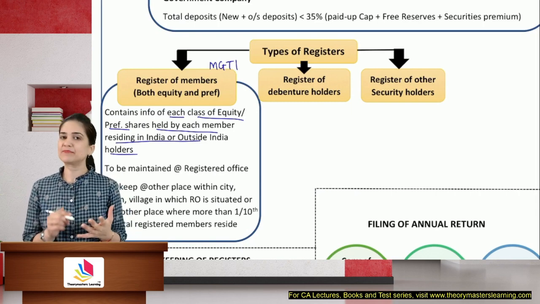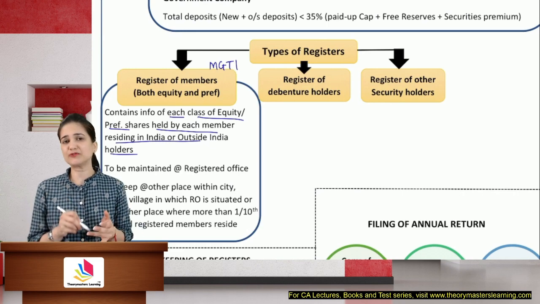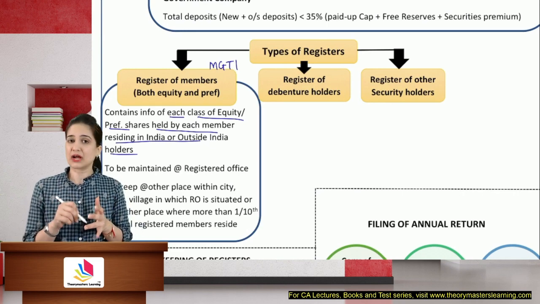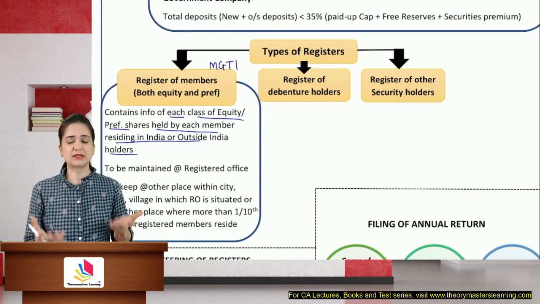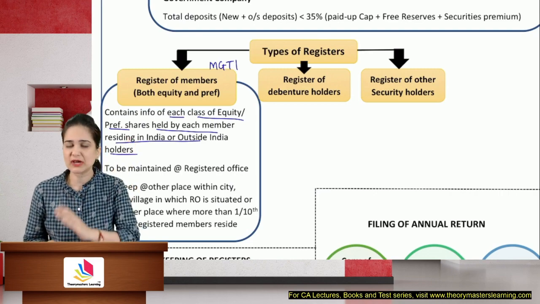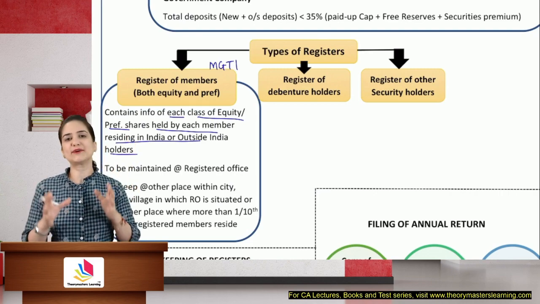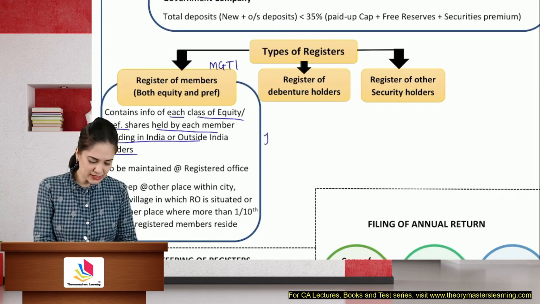Details such as the name, address, occupation of the member, number of shares held by him, number of shares transferred by him, transmission, the date of transfer, the price, the face value at which he had purchased the shares, the date on which he became a member, the date on which he ceased to be a member. All the details relating to a member will be mentioned in the register. You can also maintain a foreign register if it is authorized by your articles.